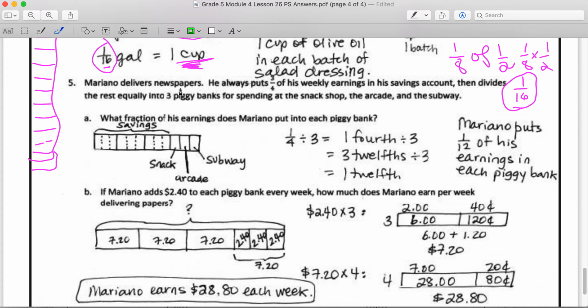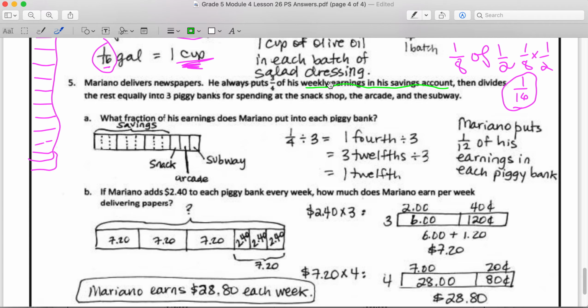It says Mariano delivers newspapers. He always puts 3/4 of his weekly earnings in his savings account. Let's back up. So he delivers newspapers for a living, or for a side job, or his main job, or his first job. All right. He puts away 3/4 of his weekly earnings in a savings account. Okay. So that means that he would have to take his money and divide it into 4 equal parts. That's what that means. And then he takes 3 of those piles and he puts it in a savings account.